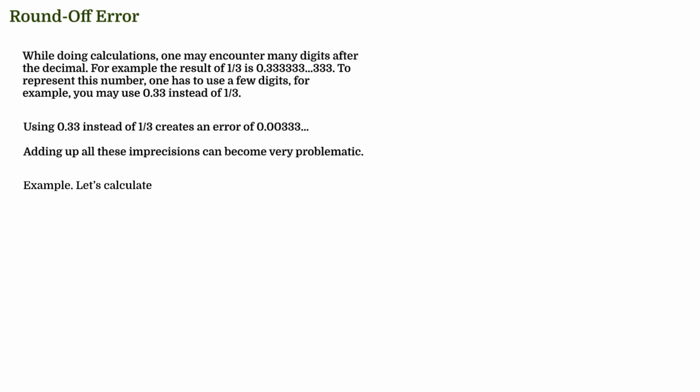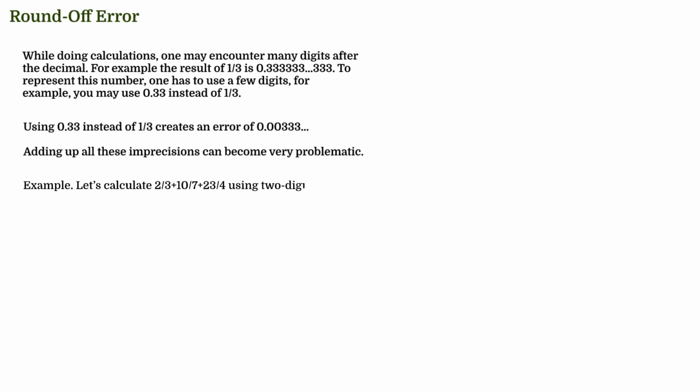Next topic, rounding error. While doing calculations, one may encounter many digits after the decimal. For example, the result of 1 over 3 is 0.33, and it continues. To represent this number, one has to use a few digits. For example, you may use 0.33 instead of 1 over 3. Using 0.33 instead of 1 over 3 creates an error of 0.0033, and it continues. Adding up all these imprecisions can become very problematic.